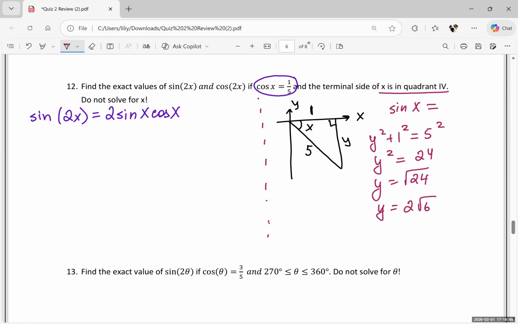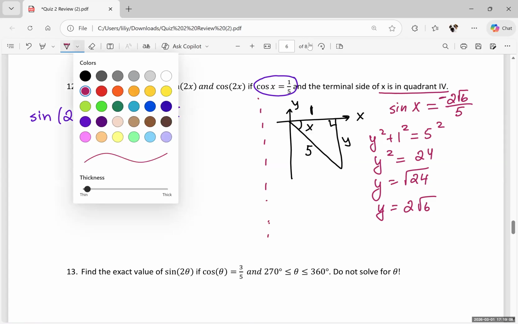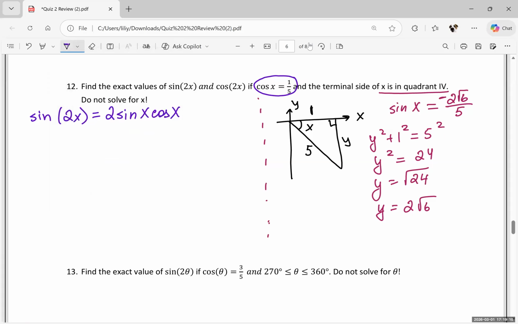We already had that earlier. Sine of x is 2 square roots of 6, opposite side, over the hypotenuse, which is 5. We are in quadrant 4 though, and sine is negative in quadrant 4. Don't forget to put a negative sign on it. And then now we can just plug it into the formula and do some calculations.